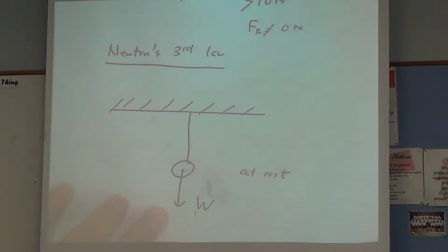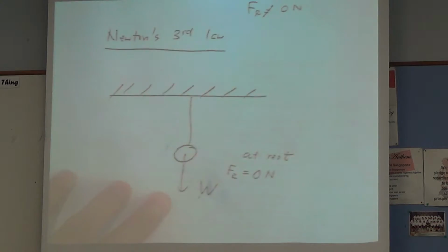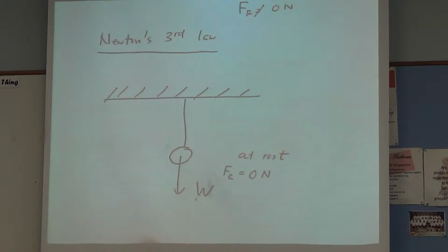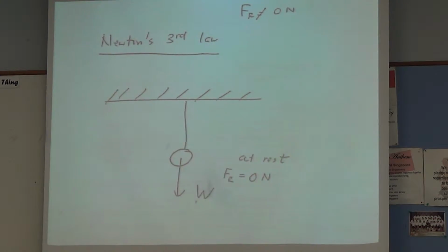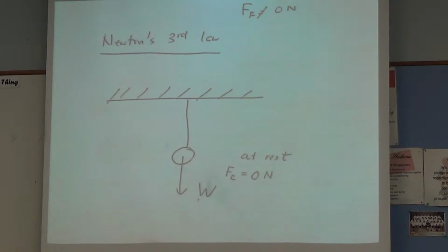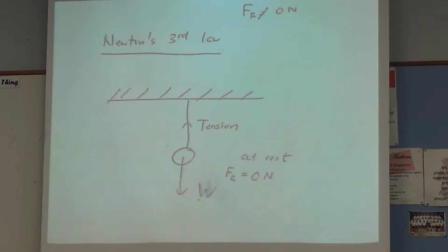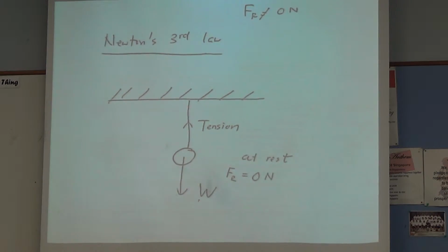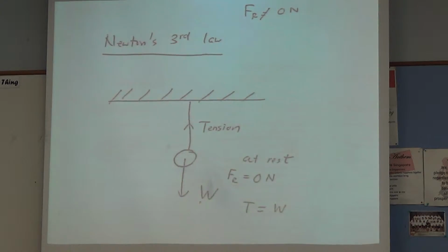I have zero resultant force. But right now I have a downward pulling force of 10 newtons. What else must be present in this system? Opposite which direction? Upwards. Where is it? It is the tension in the thread. In this case, we must be very sure that my tension must be exactly the same as my weight.